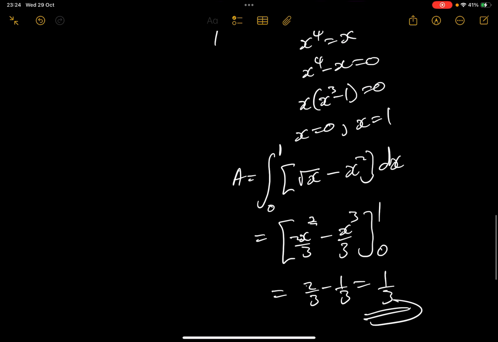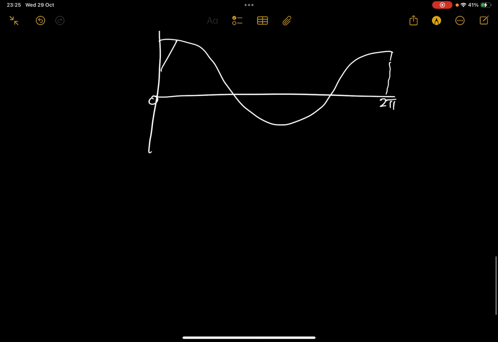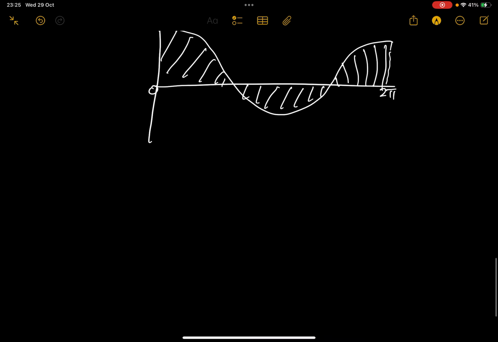So again here, you need to sketch to see which regions you are looking at, because the cos graph is like this. This is from 0, this is from 2 pi, right? We are looking from 0 to 2 pi. So we are looking at this region. We're basically looking at these regions, right?